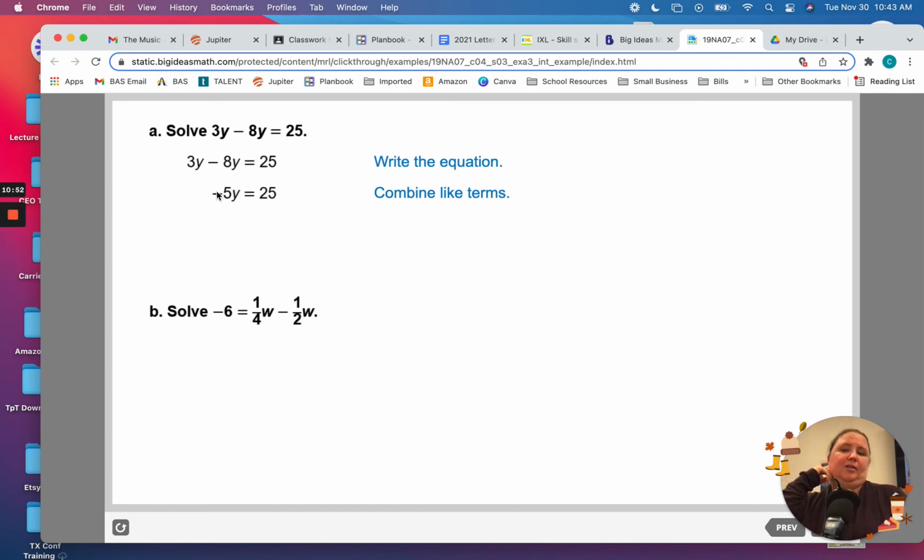Okay, now how do I get the negative 5 away from the y? Divide by negative 5. Yes. Don't forget the negative. It's very important. So 25 divided by negative 5 is? Negative 5. Okay, so y equals negative 5. Yes. Okay, so everybody got that one? That's fine.